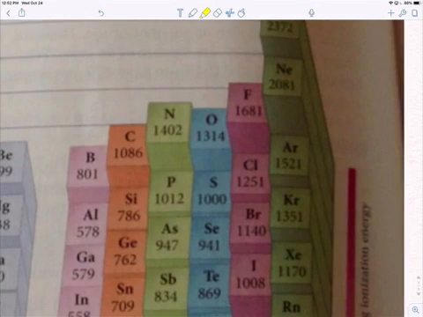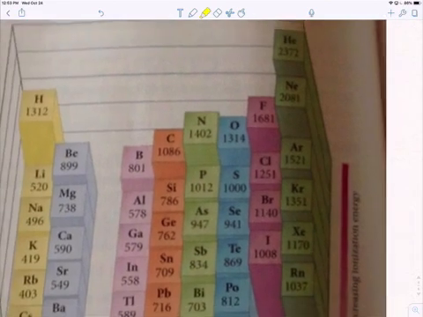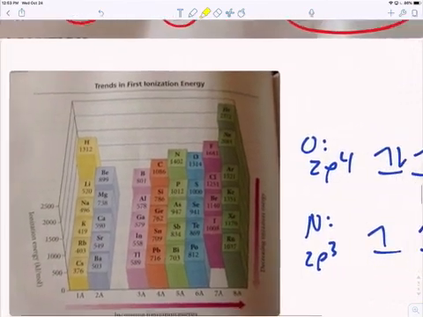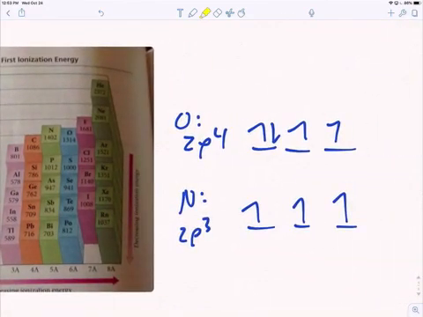Moving over to the right, nitrogen has a higher ionization energy than oxygen. And that trend continues for phosphorus, for arsenic, but it doesn't work for antimony and tellurium, and bismuth and polonium. So we have a switcheroo, but why is that?